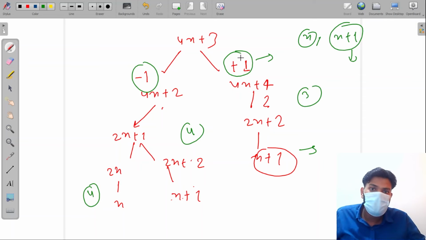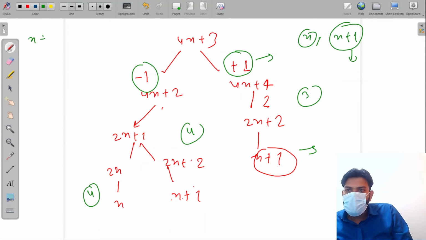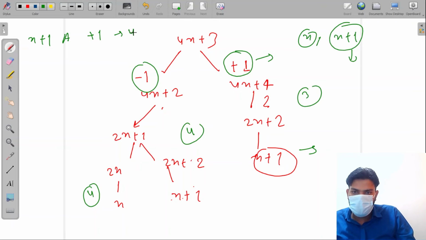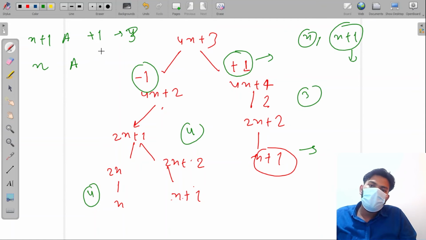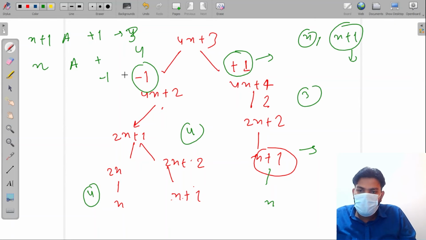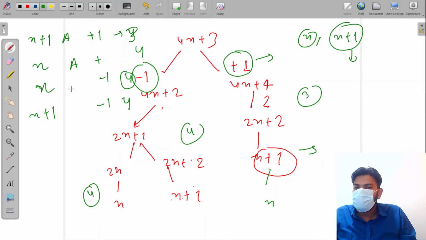If x plus 1 is advantageous, then plus 1 is the better approach. Why? Because it takes only 3 steps. But in case x is advantageous, then 4x plus 3 is taking how many steps? It takes 4 steps. But minus 1 will also take 4 steps when x is advantageous. But when x plus 1 is advantageous, minus 1 will take 4 steps, which is not good. So this is your 4 cases.